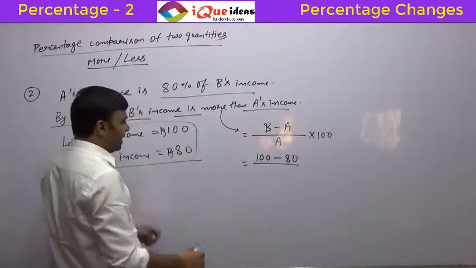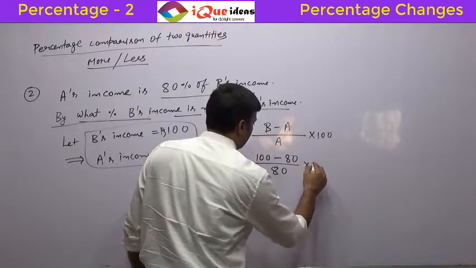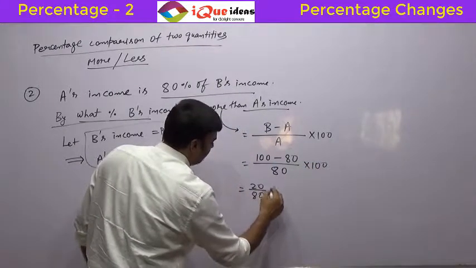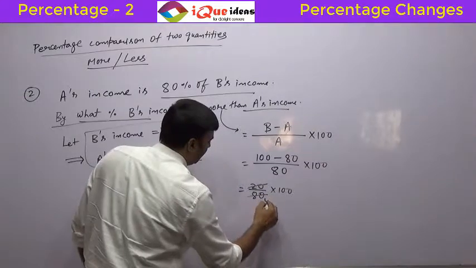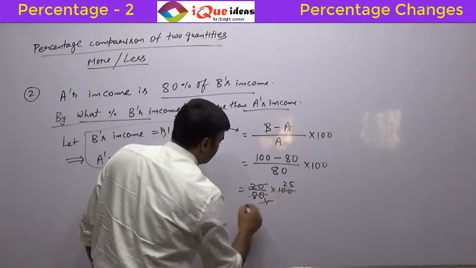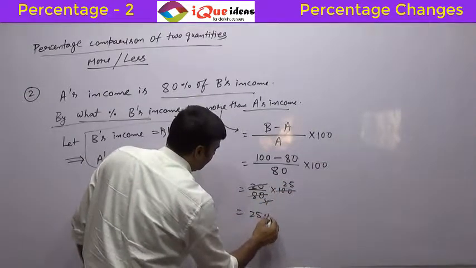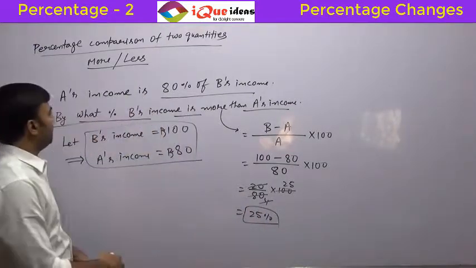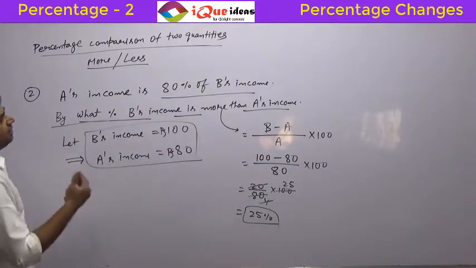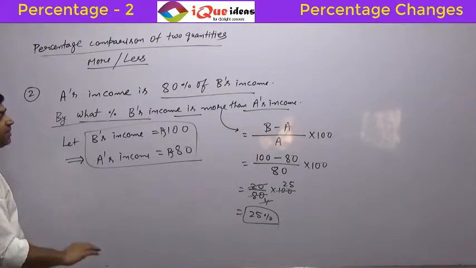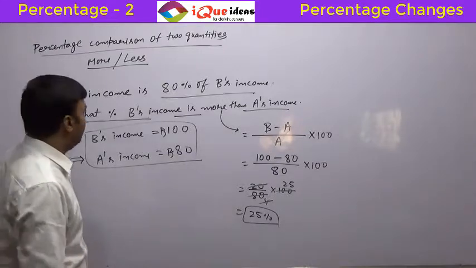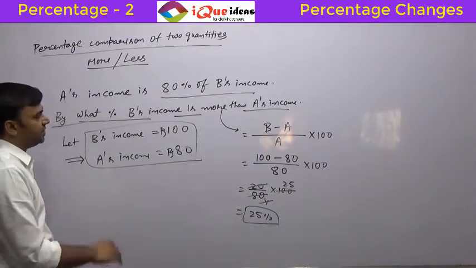Divide by A is 80, so divide by 80 into 100. So it is 20 by 80 into 100. So 20 cancels 80 4 times, 4 cancels 100 25 times. So the answer is 25%. This is one very interesting situation, right? So if A's income is 80% of B, that means B is 25% more than A's income. Okay, so you have to be a little careful in these situations.